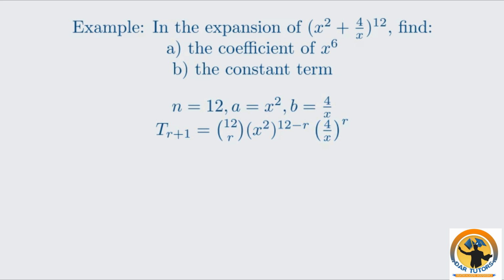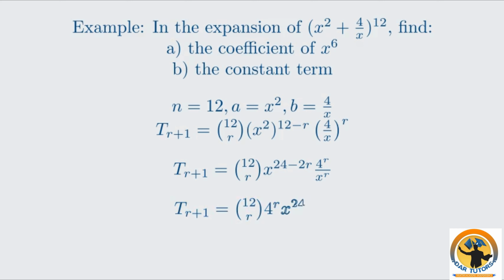Now, we need to simplify this term, especially the powers of x. Using the rules of exponents, (x²)^(12−r) is x^(24−2r), and (4/x)^r is 4^r over x^r. This simplifies to 12 choose r times 4^r times x^(24−2r) divided by x^r. Combining the x terms, we subtract the powers. The general term is 12 choose r times 4^r times x^(24−3r). This is our simplified general term. Now we can answer the questions.